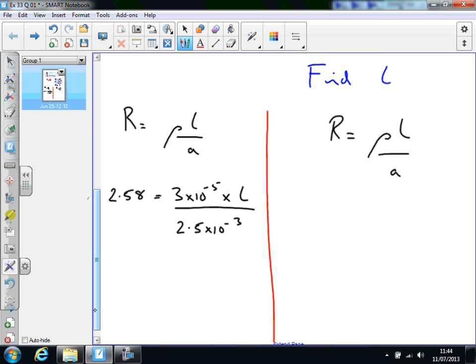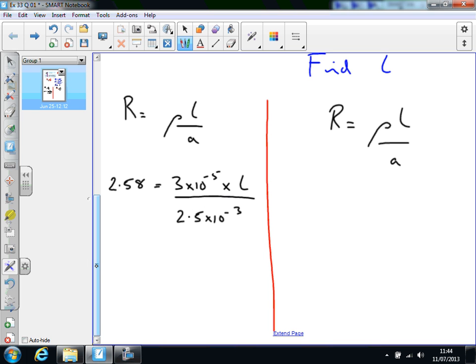So the first thing we do is, here's the original formula, and then we put in the values that we're given. So R equals 2.58. The density rho is 3 times 10 to the minus 5. And A, which probably stands for the cross-sectional area, is 2.5 times 10 to the minus 3. And we're going to find L. So the first thing to do in this particular case with this equation is to actually work out what 3 times 10 to the minus 5 divided by 2.5 times 10 to the minus 3 is.